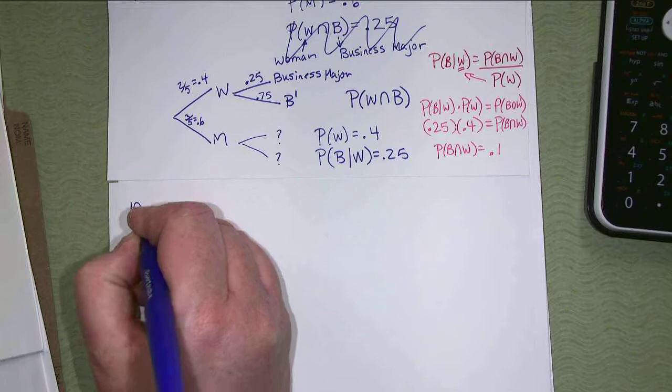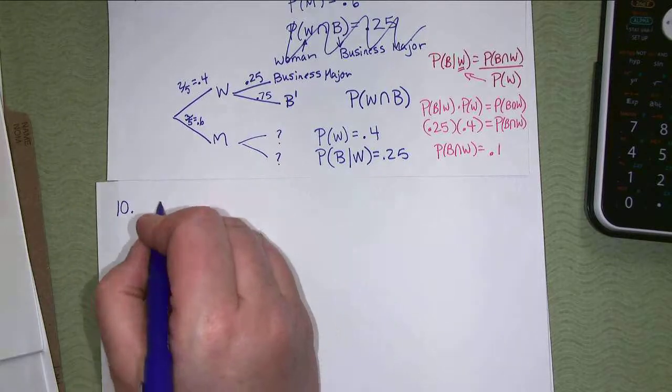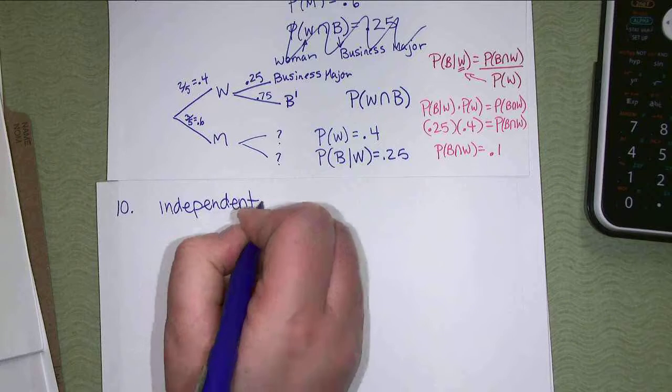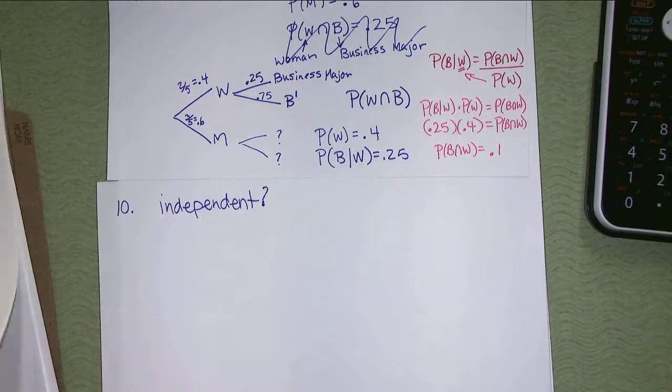Okay, so 10, the probability that John will do his math homework is 0.8. The probability that he will do his history homework is 0.7. And the probability he'll do both his math and history homework is 0.9. Are the events do his math homework and do his history homework independent? What does independent mean? Well, one doesn't depend on the other, right?